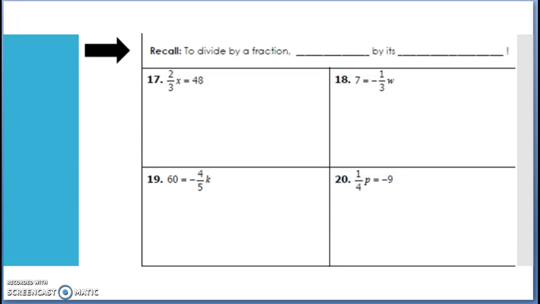Okay, last one, pre-algebra, here we go. So we're finishing up equations with fractions. We just did addition and subtraction, so now we're going to see some multiplication and division.